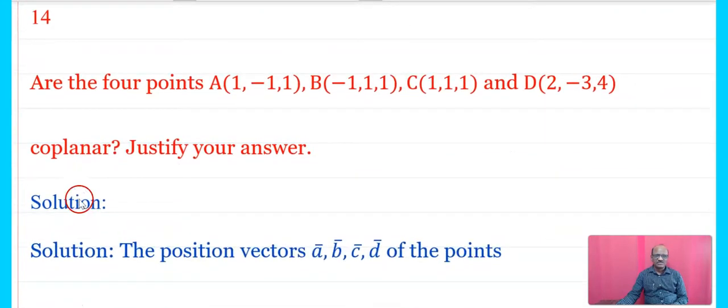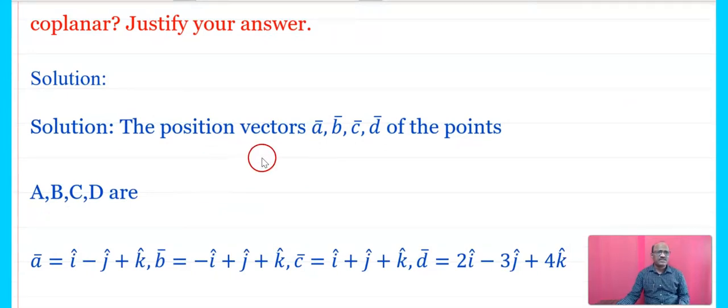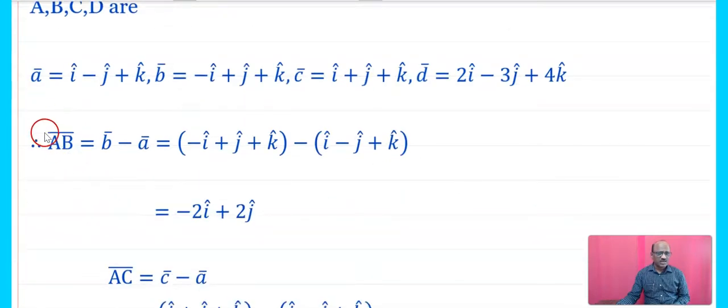And the next question. Are the 4 points A(1, minus 1, 1), B(minus 1, 1, 1), C(1, 1, 1), D(2, minus 3, 4) coplanar? Justify your answer. The position vectors A bar, B bar, C bar, D bar of the points are A bar = i cap minus j cap plus k cap, B bar = minus i cap plus j cap plus k cap, C bar = i cap plus j cap plus k cap, and D bar = 2i cap minus 3j cap plus 4k cap.